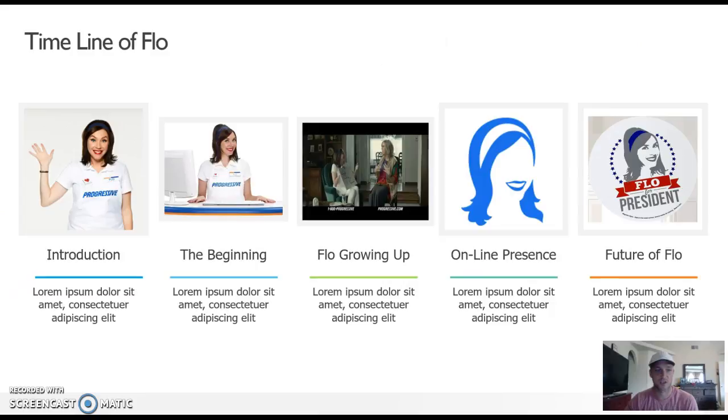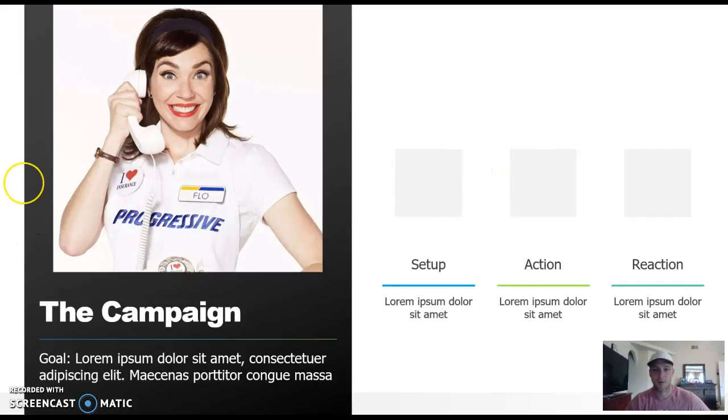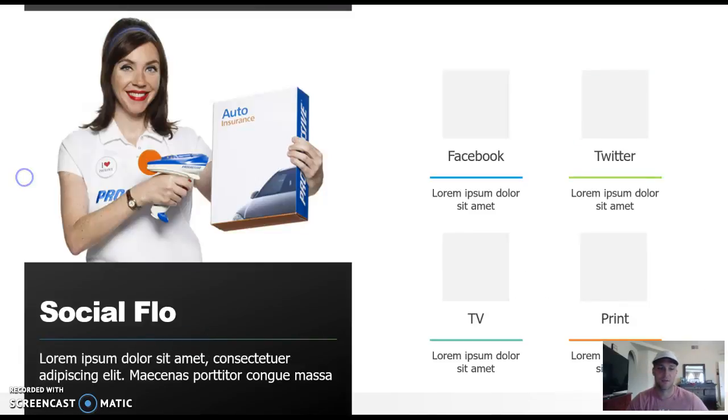We'll talk about the introduction again, the beginning years of Flo, through the years and how they revamped her and kept her relevant and built on momentum. Her online presence and how it's grown and helped Progressive even further, and then what are the plans for the future of Flo. Talk about the campaign, what was their goal, how they set it up, how they carried it out, and what was the reaction to Flo.